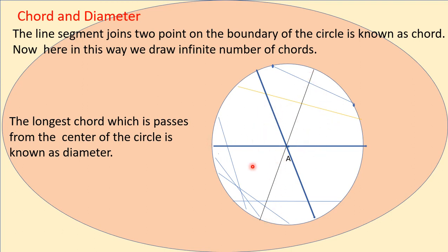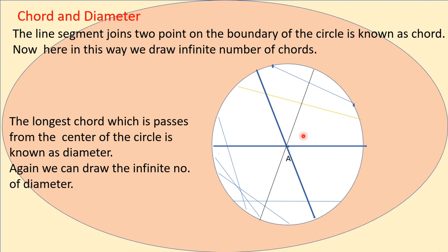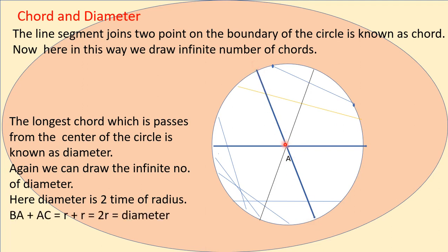Now in this figure it is clear that we can draw many diameters for a circle, that is, there are infinite diameters also. So the circle has an infinite number of chords as well as an infinite number of diameters. And by observing this we get that the diameter is equal to 2 times the radius. How is it? If we have the point B and the point C on the boundary of the circle, and BC is the diameter of the circle, then this BC is a combination of two line segments, from A to B and from A to C.